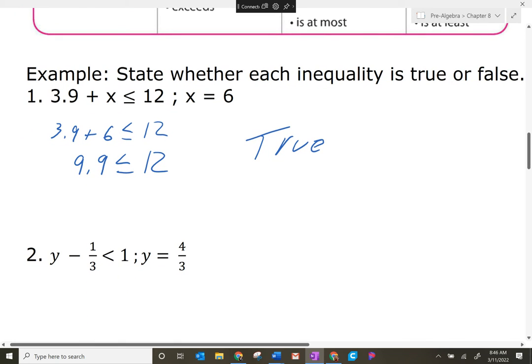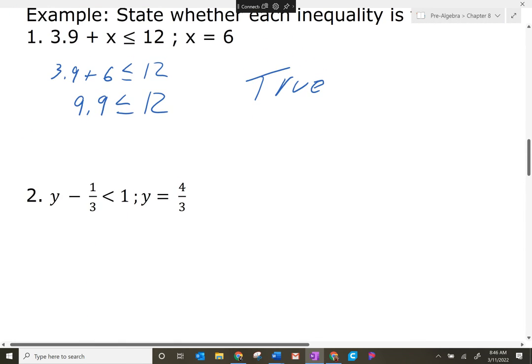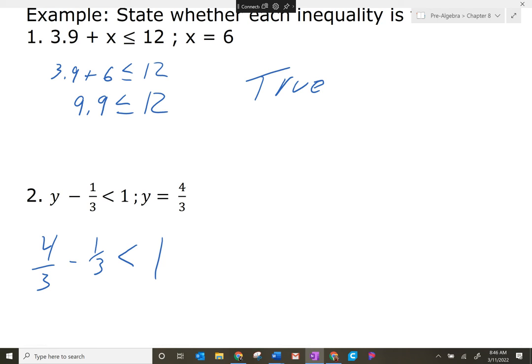On to this one. You guys are going to talk me through this. I've got y minus 1/3 is less than 1, and y equals 4 over 3. You guys talk me through. What am I going to do first? Awesome. You put 4 over 3 in for y, so it'd be 4 over 3 minus 1/3. Perfect. And then I just write the rest of it. I got 4 over 3 minus 1/3 is less than 1. They have the same denominator, so I can subtract them. I'm left with 3 over 3 is less than 1.